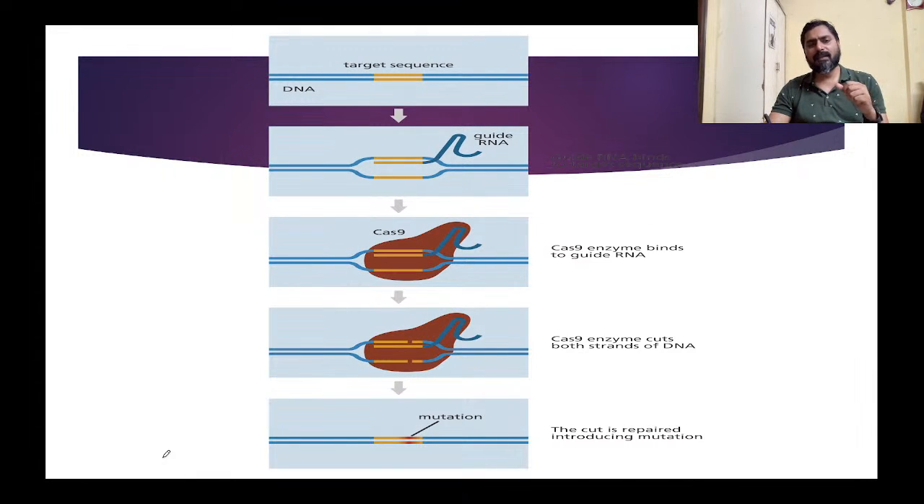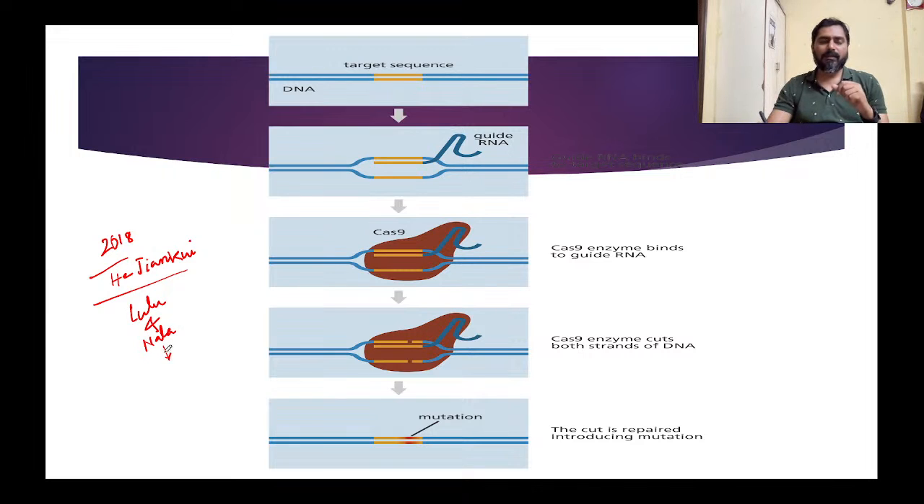CRISPR-Cas9 came in the news in 2018. You would have heard that there was a Chinese scientist, He Jiankai, who produced the world's first gene edited babies, Lulu and Nana. These babies are resistant to HIV. He used this CRISPR-Cas9 method to get this type of HIV resistant baby.